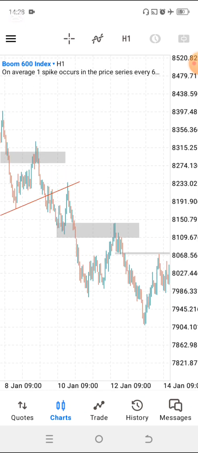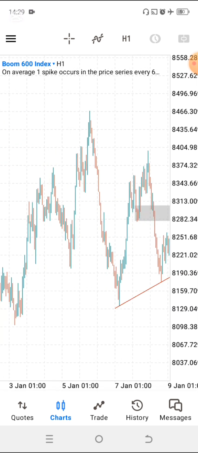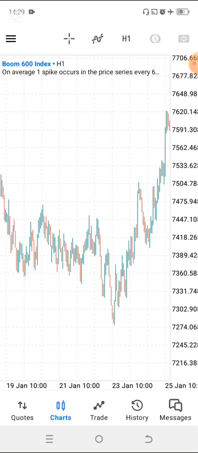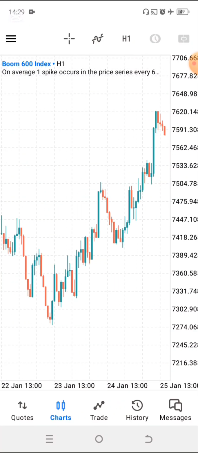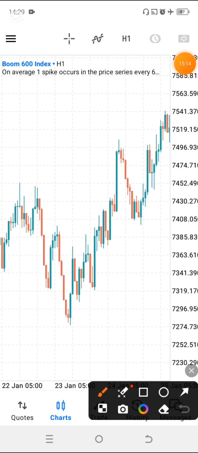So yeah, I think that's it. And maybe a little bit about supply and demand. Okay, let me just share a little bit of supply and demand. So what do we call a supply zone? Let's just start with a demand zone. A demand zone is the last green candle before a break in market structure.